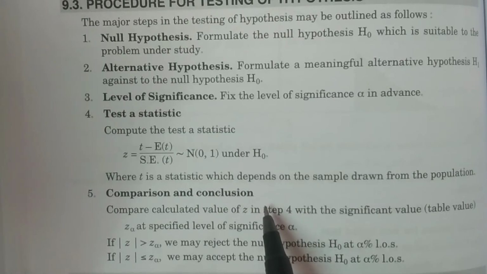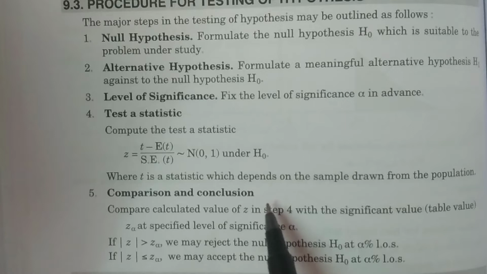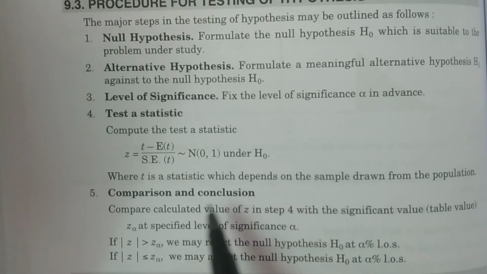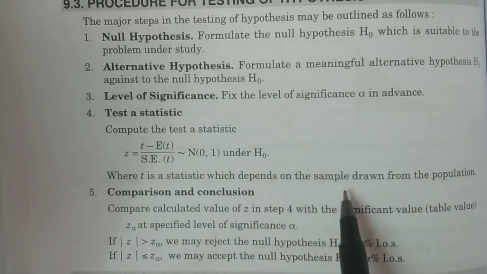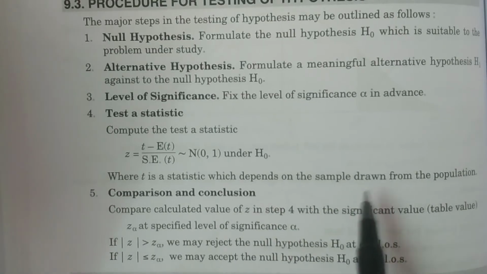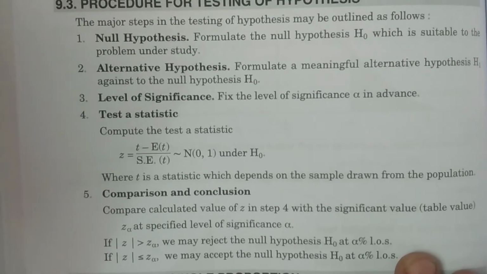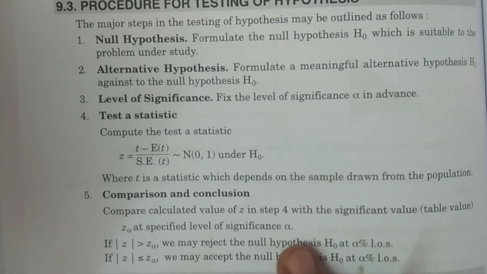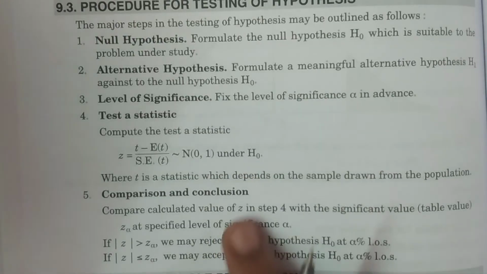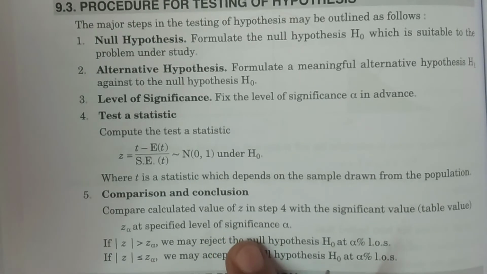We have to calculate the value of the test statistic Z. The T is going to be calculated, that statistic which depends on the sample observations x1, x2, ..., xn, which are drawn from the population. That is very important. And the fifth one, after calculating Z, is comparison and conclusion.